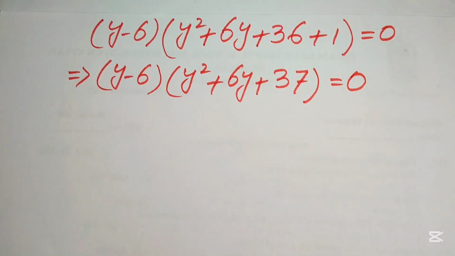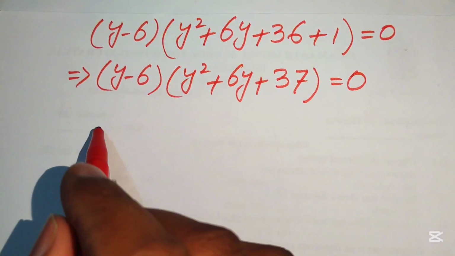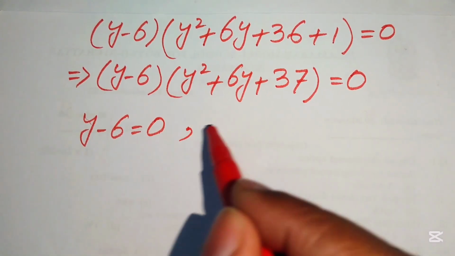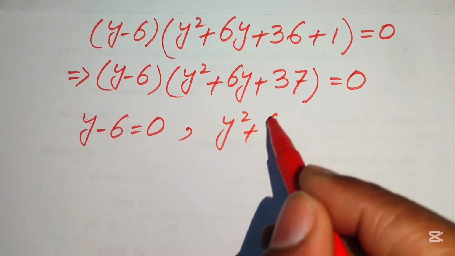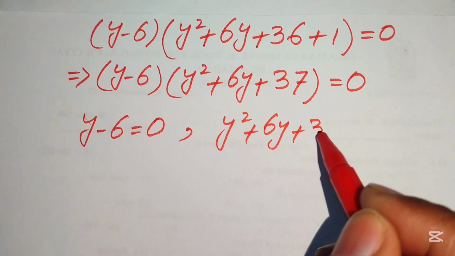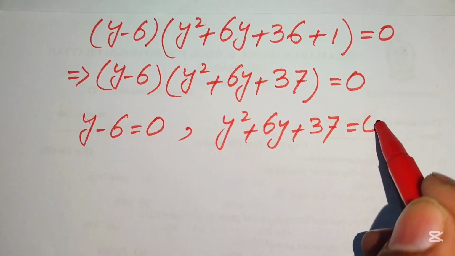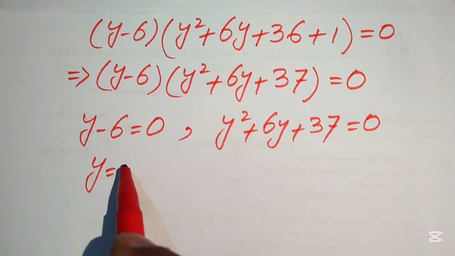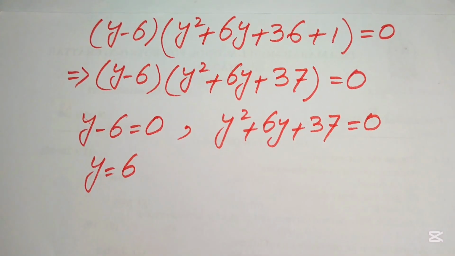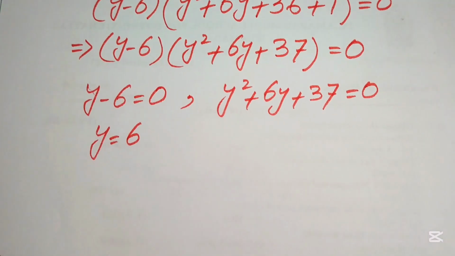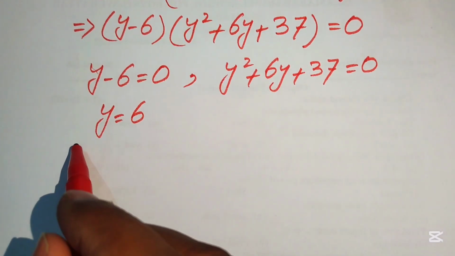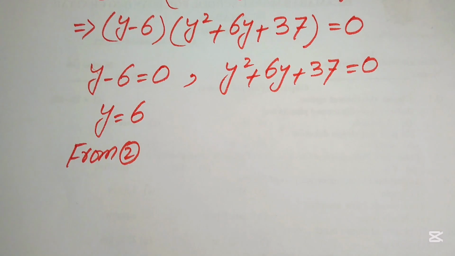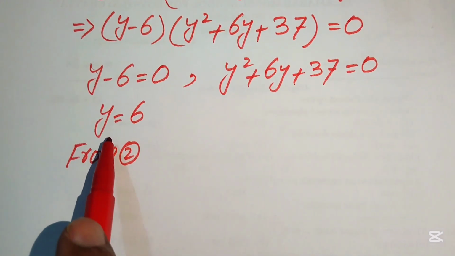Okay, so now here we need to break this equation into two cases, so that our first case is to take y minus 6 equals to 0, and we have y square plus 6y plus 37 equals to 0. So after that, we have the value of y in this case equal to 6. Okay, so here we need equation number 2, because we need to find the value of x, so we have the value of y equals to 6.